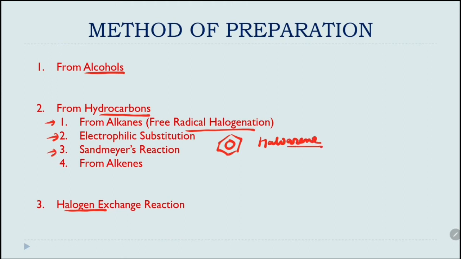Then third one is Sandmeyer reaction. Sandmeyer reaction is also generally used for the formation of haloarenes. Okay, and the last one is from alkenes. In alkene we will see the addition reaction. Okay, so let's begin with the method of preparation by using alcohol as the substrate.